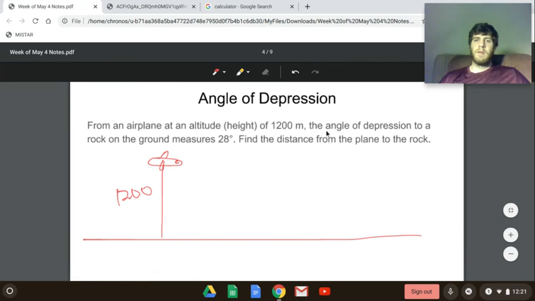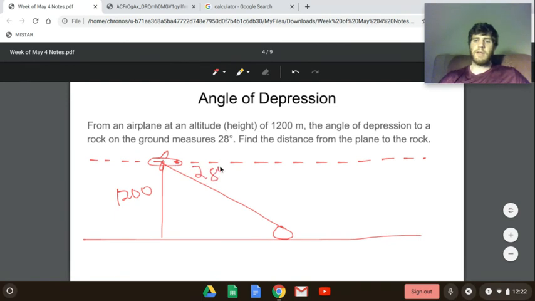Okay. And the angle of depression to a rock on the ground is 28 degrees. So there's a rock on the ground. Okay, so we need to draw an angle of depression. So we need the horizontal for the plane. So we can draw the horizontal for the plane in. Okay. And then we're looking down to the rock. So our angle of depression is 28 degrees.